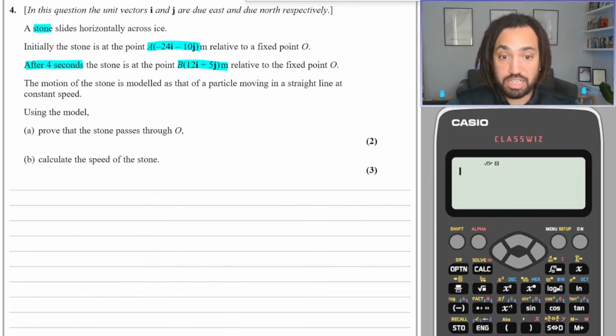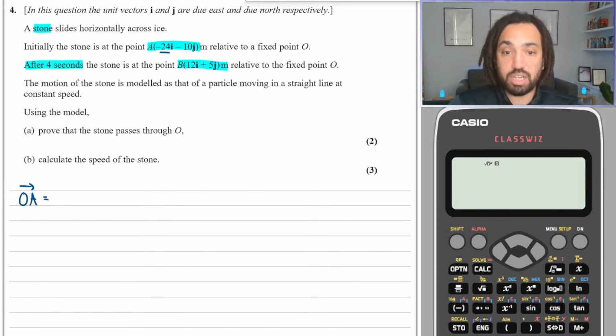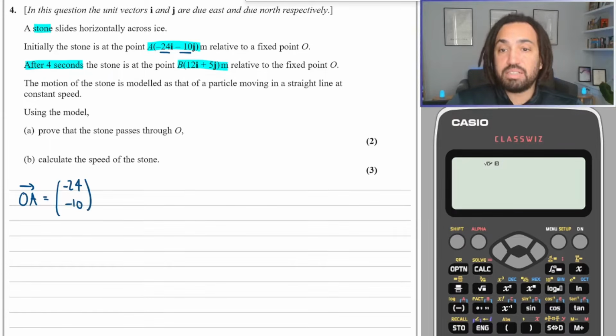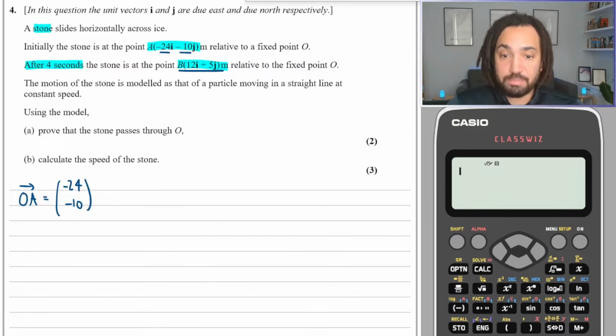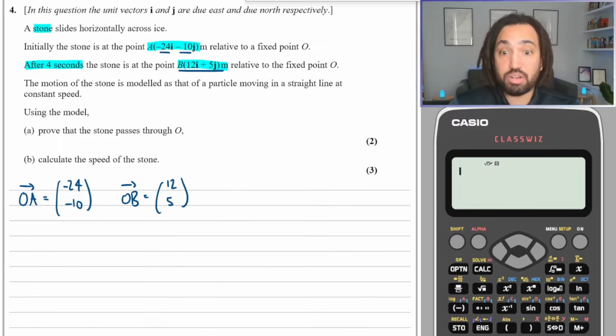Well, let's first find out what O to A is as a vector. If I'm starting at O and I want to get to A, I've got to go minus 24 in the I direction. I'm going to do it as a column, I find it easier as columns. And minus 10 in the J direction. And then what about O to B? Well, O to B is 12 in the I and 5 in the J. That's how I get from the origin 0, 0 to the point B.